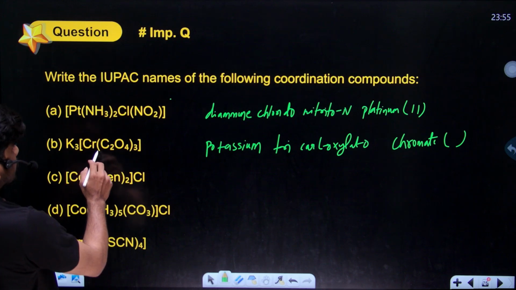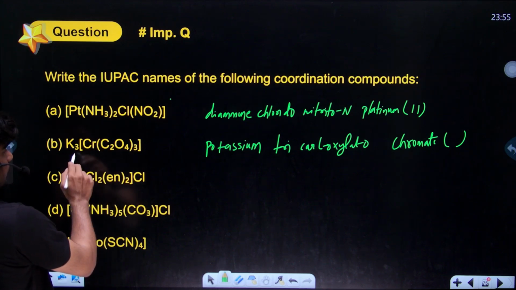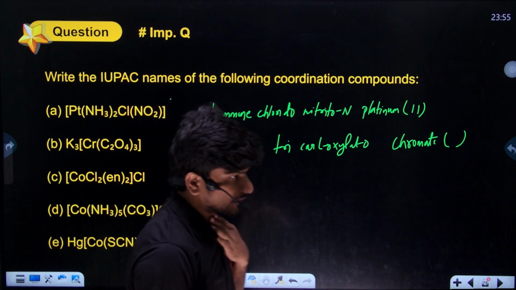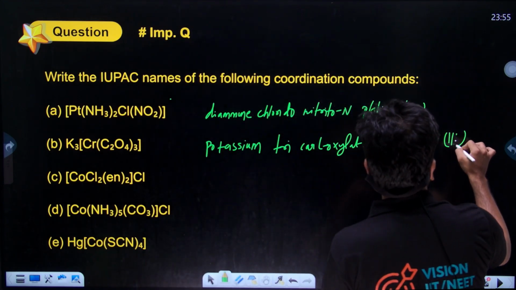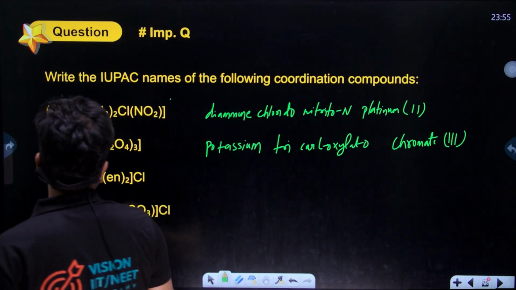Next, chromate charge is how much? Here it is +6, x minus 6 equal to +3. So it is x minus 6 equal to 3. So you have 3 here.